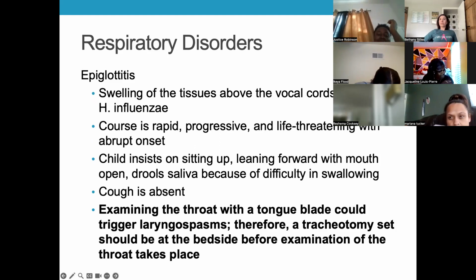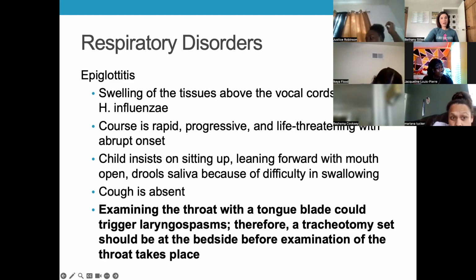And there's actually a sound clip in the extended PowerPoint that gives you an example of that barking cough that you hear with croup. Epiglottitis, we've talked about this before. It's going to be swelling of the tissues above the vocal cords caused by H flu.